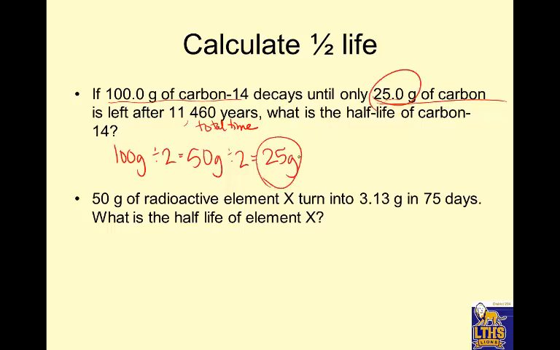That's 25 grams. So what does that mean? That means that the 100 grams goes through 2 half-lives to get to 25 grams. So 2 half-lives have passed. So then in my 11,460 years, my carbon has decayed twice. It's gone through 2 half-lives. And so that means that each half-life must have been 5,730 years. Okay. I'm going to save this one for class to practice.